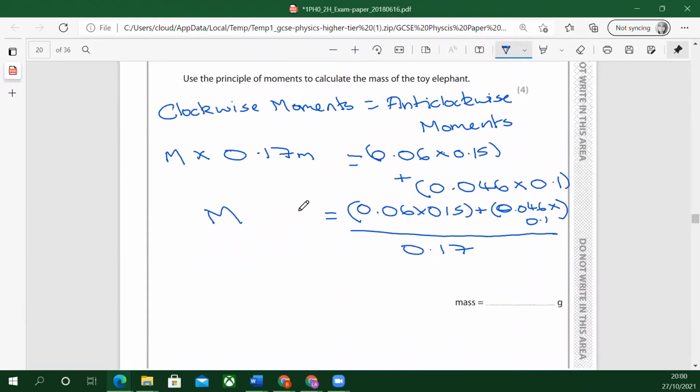So M equals 0.08 kilograms. If we convert that into grams, it's 8 grams. So 8 grams. Moving on.